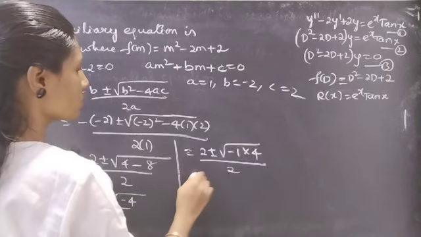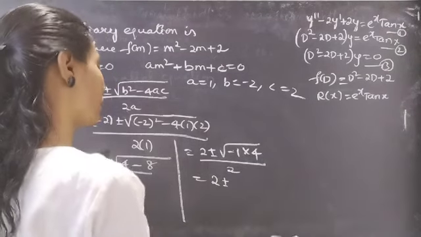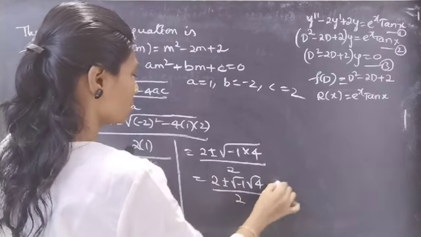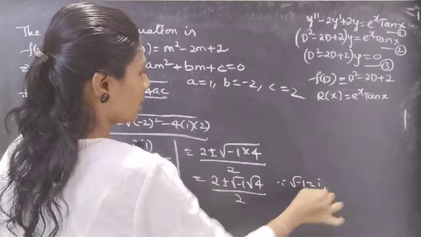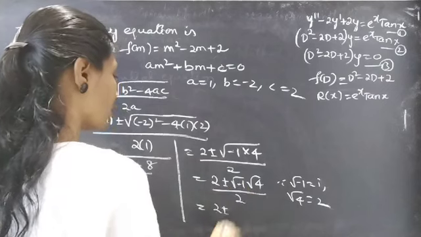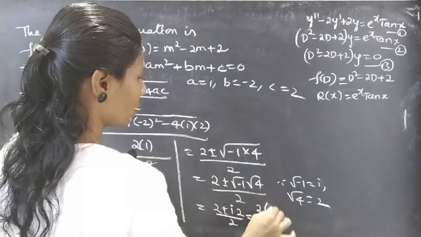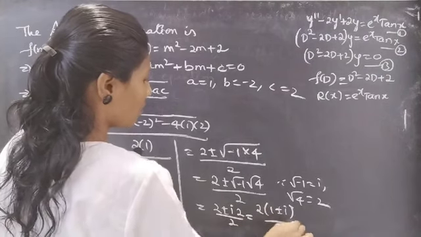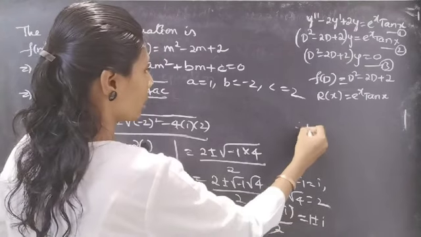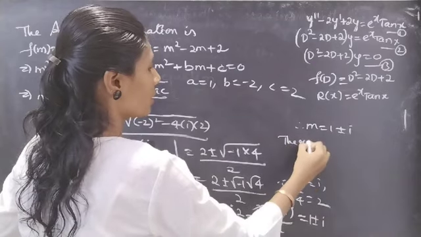This equals 2 plus or minus, we can write minus 4 as minus 1 into 4, by 2. Again we split the square root of minus 1 into 4 as square root of minus 1 into square root of 4, by 2, since we know that square root of minus 1 is i and square root of 4 is 2. So we replace square root of minus 1 with i, into 2 by 2. Now take 2 common from the numerator. You'll get 2 times (1 plus or minus i), by 2. Here 2 gets cancelled and you'll get 1 plus or minus i. Therefore, m equal to 1 plus or minus i. The roots are complex conjugates.